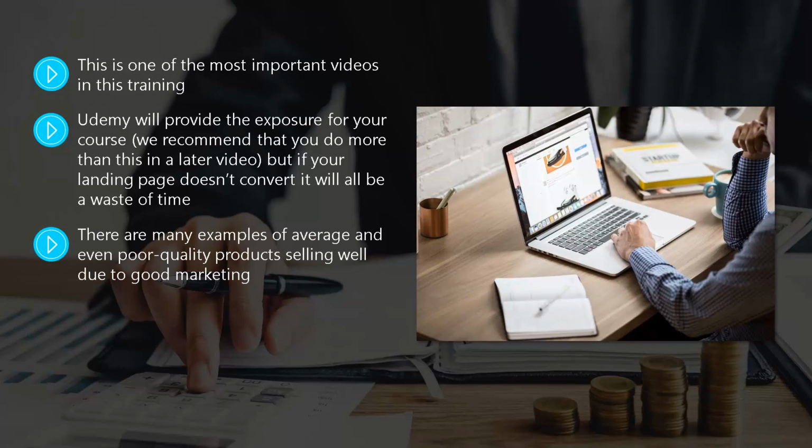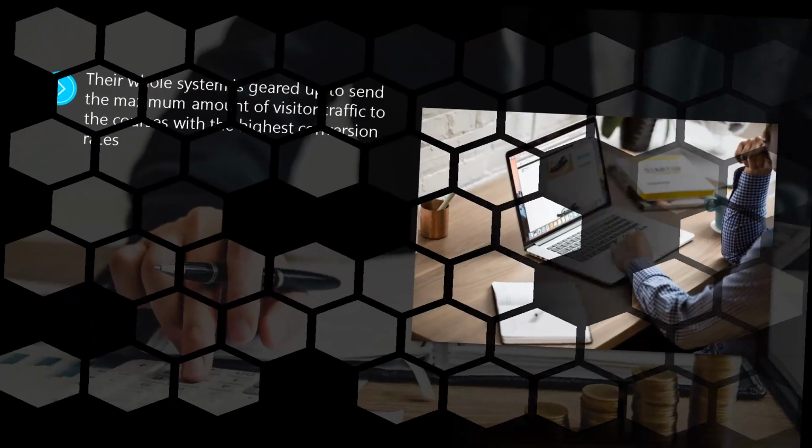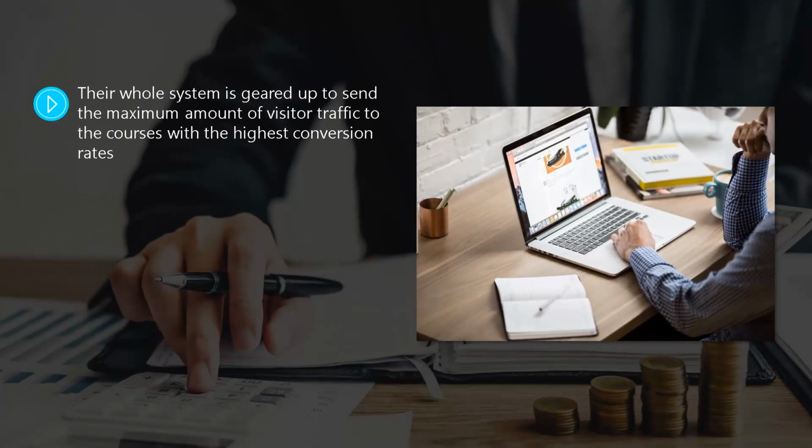There are many examples of average and even poor quality products selling well due to good marketing. Now, we are in no way condoning that you create an average or low-quality course, but we want you to understand how important marketing your course well is. If you make a lot of sales through your landing page and your course is really engaging and people complete it, then Udemy will reward you with even more exposure. Udemy is a business first and foremost, and they want you to achieve high conversions so that they make money too. Their whole system is geared up to send the maximum amount of visitor traffic to the courses with the highest conversion rates. So, if you want all of the exposure that Udemy can give you, then you need to pay special attention to your landing page.